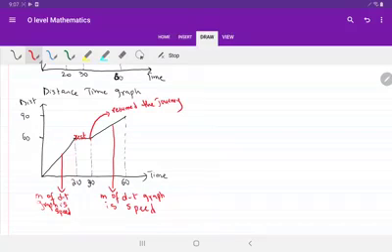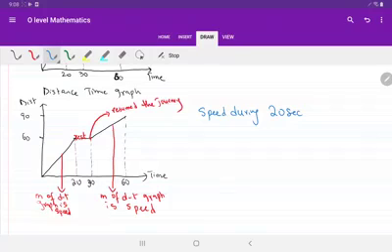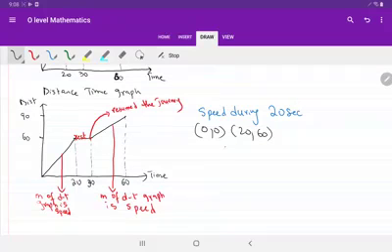So if we want to find the speed during the first 20 seconds, then it will be the gradient, which is 0, 0, 20, 60, and the gradient turns out to be 60 minus 0 over 20 minus 0, which is 3 meters per second.